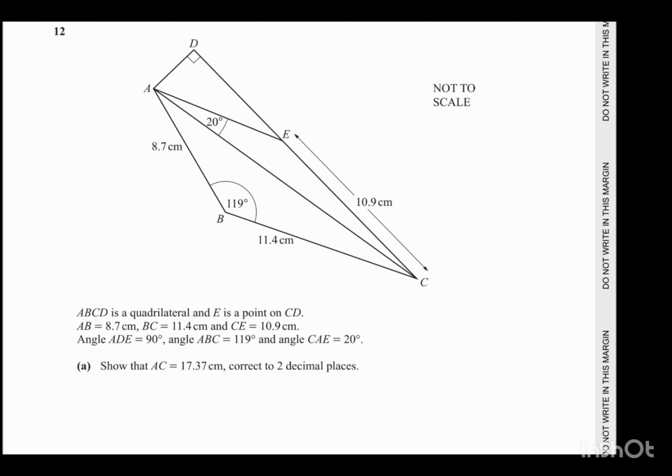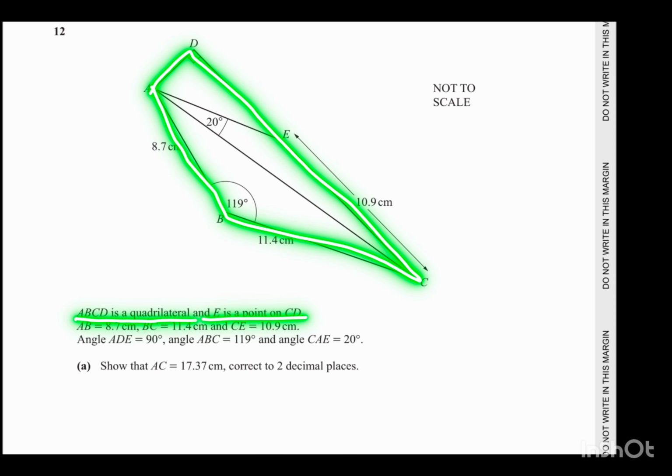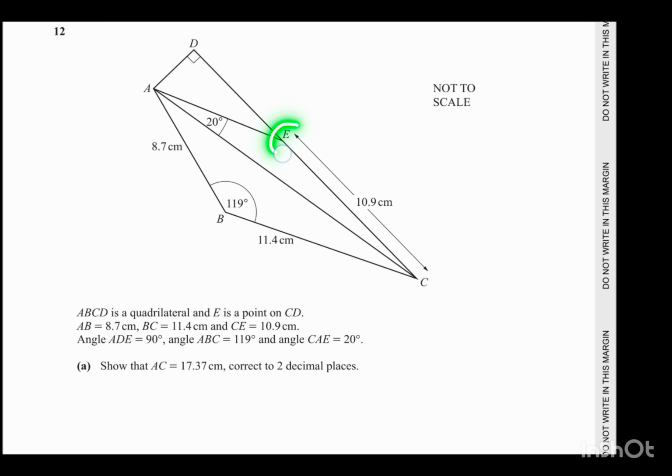Question number 12. ABCD is a quadrilateral and E is a point on CD. So ABCD is a quadrilateral, then E is a point on CD. This is the point on CD. Then AB is given as 8.7, AB. BC is given as 11.4, this one. CE is equal to 10.4, so this is 10.9, sorry.